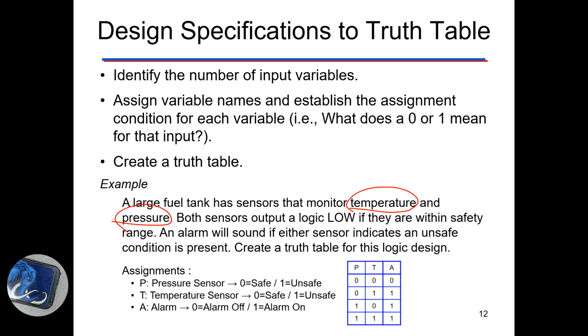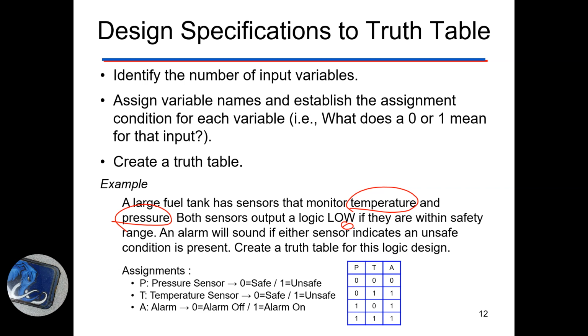So low can be considered a 0 also, in case you were wondering, if they are within safety range. As long as everything's safe, it should be giving you a 0. An alarm will sound if either sensor indicates an unsafe condition is present. Create a truth table for this logic design.